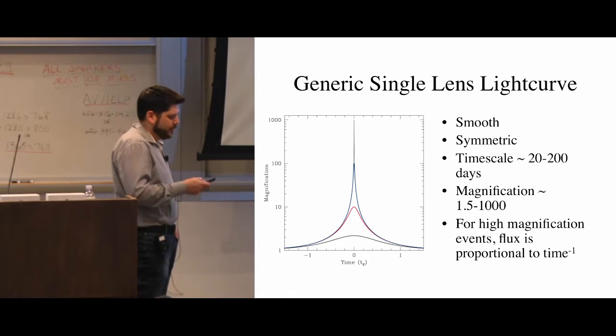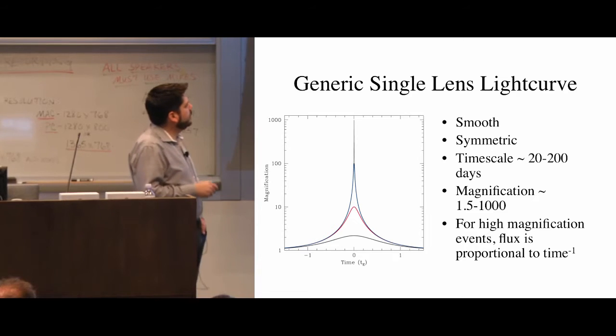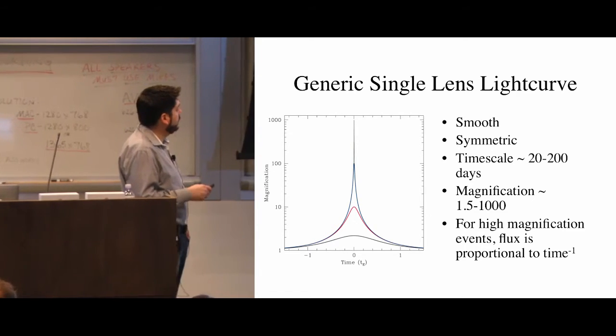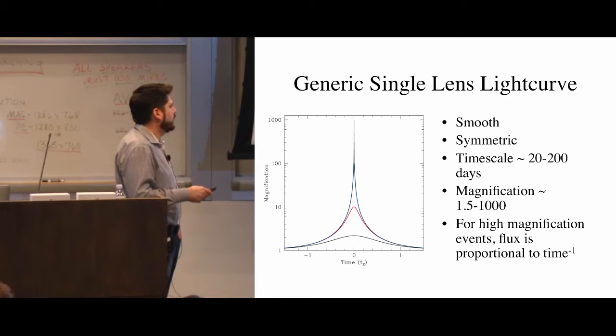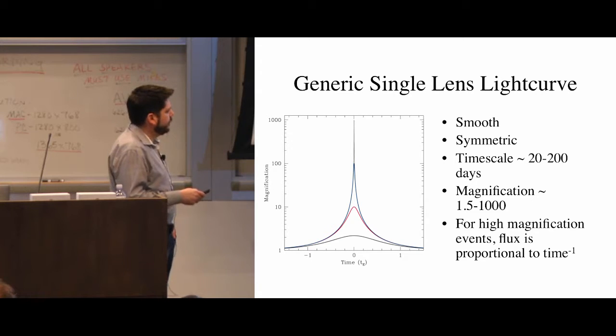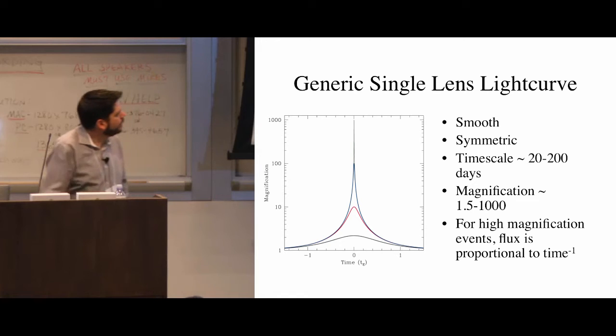And actually, it works reasonably well down to magnifications of about roughly 5. So you can more or less read off the impact parameter from the light curve if it's not blended. That's a very big caveat. But anyway, it's smooth, symmetric, with timescales from a few days, of course, if you're looking for very low mass lenses, up to a few hundred days. Magnifications typically observed are 1.5 to 1,000, although we have, of course, gone on either side of this range occasionally. And like I said, in high magnification events, flux is proportional to 1 over time.